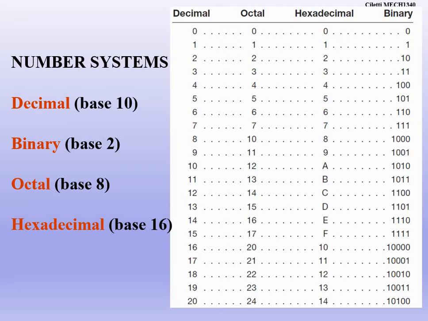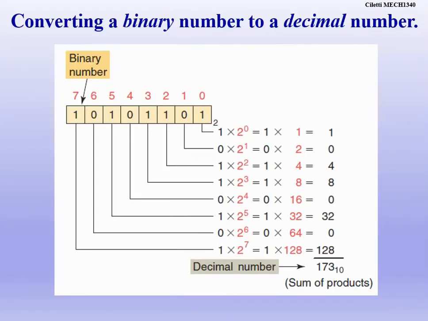In hexadecimal, we use all the digits, 0, 1, 2, 3, 4, 5, 6, 7, 8, 9. And then after 9, we use the letters A, B, C, D, E, and F, where F equates to 15 in decimal. It equates to 1111 in binary, and it equates to 17 in octal. We'll go through converting back and forth between octal, hexadecimal, binary, and that sort of thing.